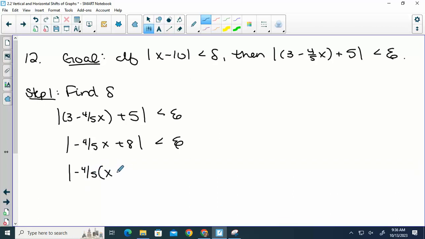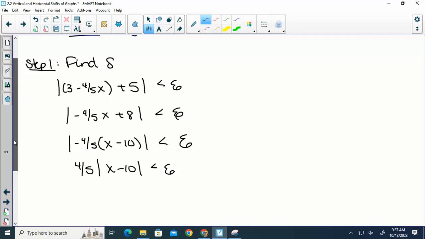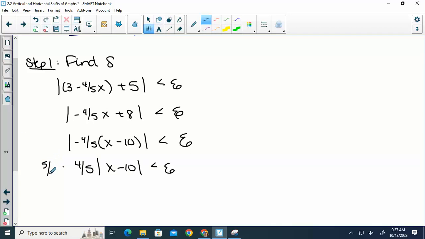And 8 divided by negative 4/5 would be a negative 10. But when you bring out a negative 4/5, when you do the absolute value, you get positive 4/5. And then to move it to the other side, you multiply by the reciprocal. So we have the absolute value of x minus 10 is less than 5 epsilon over 4. That's step 1.